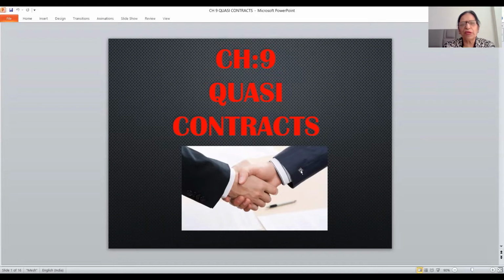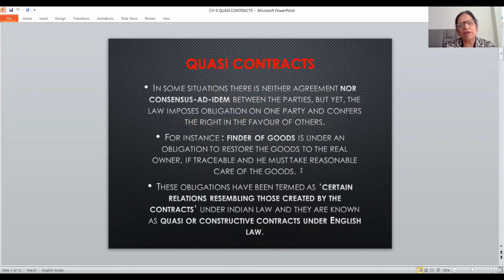Today, friends, I'm going to take up chapter number 9, which is entitled Quasi Contracts. You all have studied classification of contract in the very first chapter. We can classify the contracts on the basis of creation into 4 categories. First was express contract, then implied contract, quasi or constructive contracts, and the last was e-contract or high-tech contract or digital contract. So quasi contracts is one of the chapters under the Indian Contract Act, which is chapter number 9.